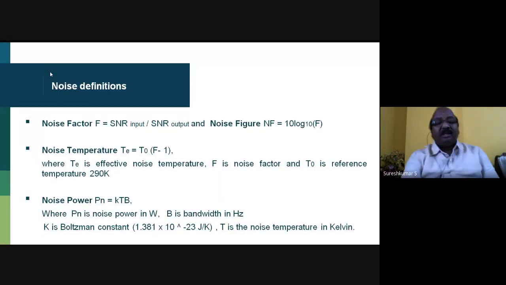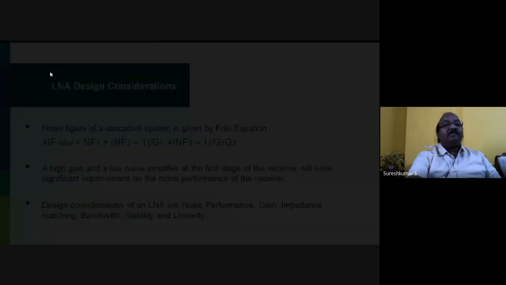These are noise definitions. I think people who are working on RF should know all this. I don't want to go through it.